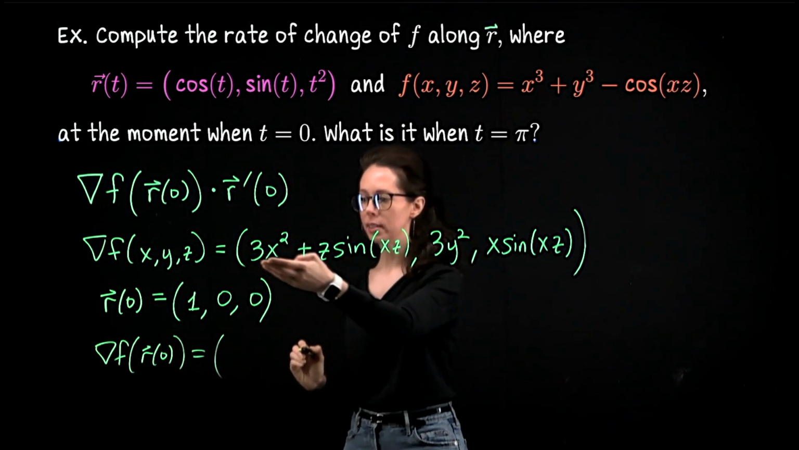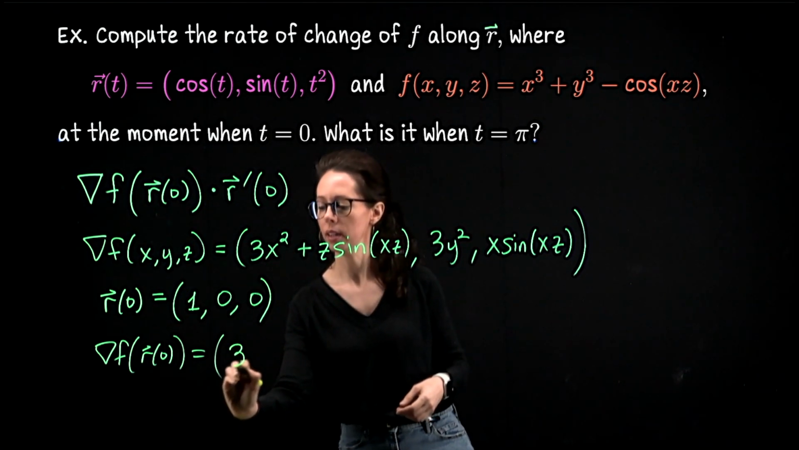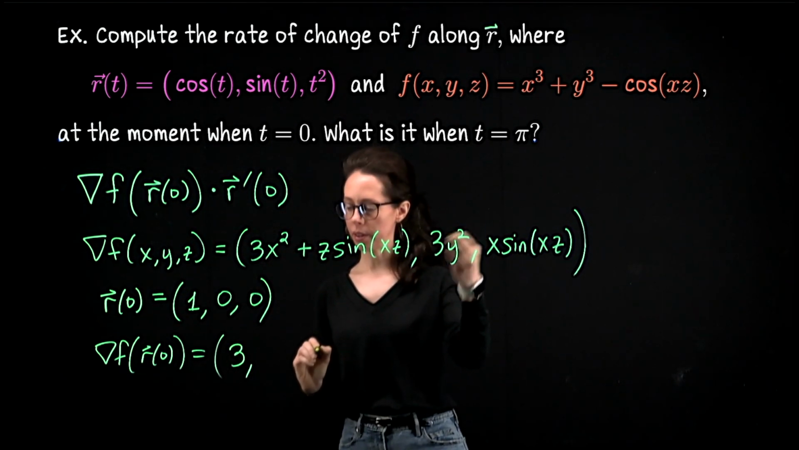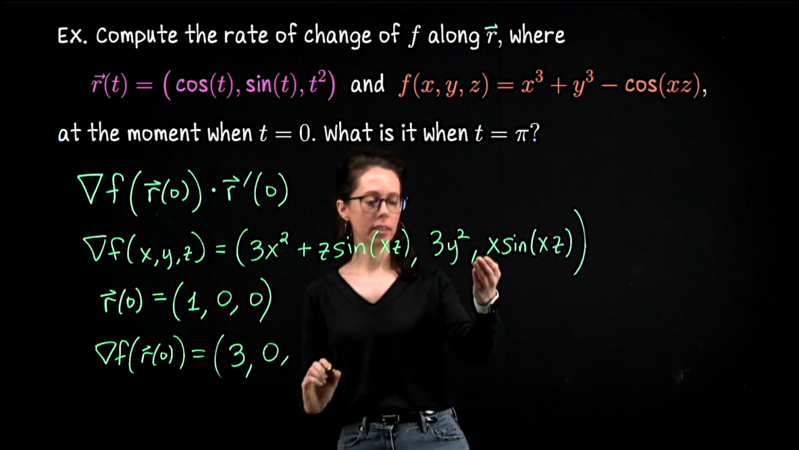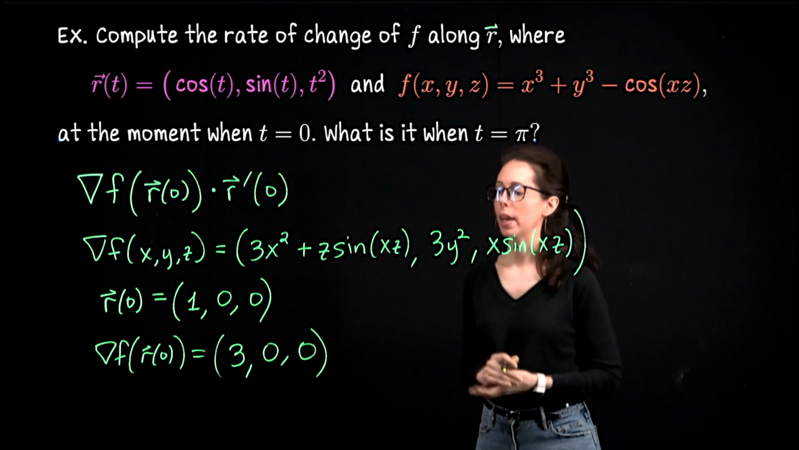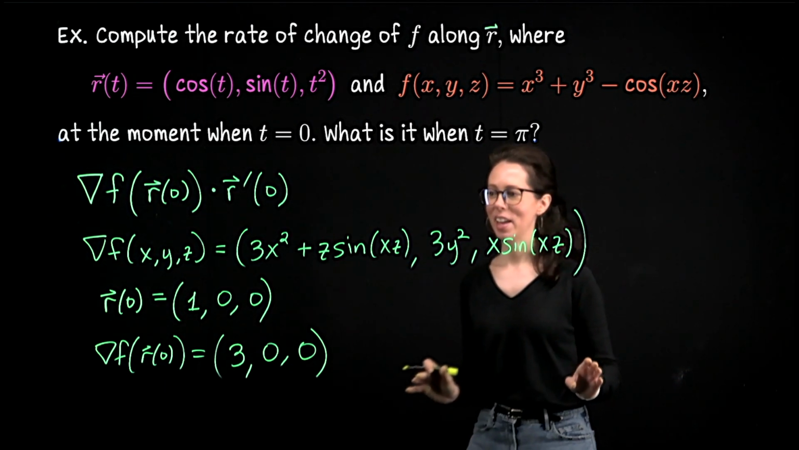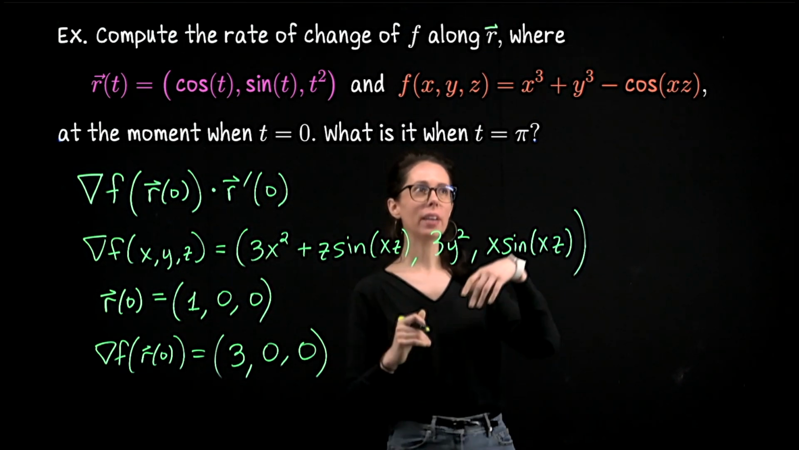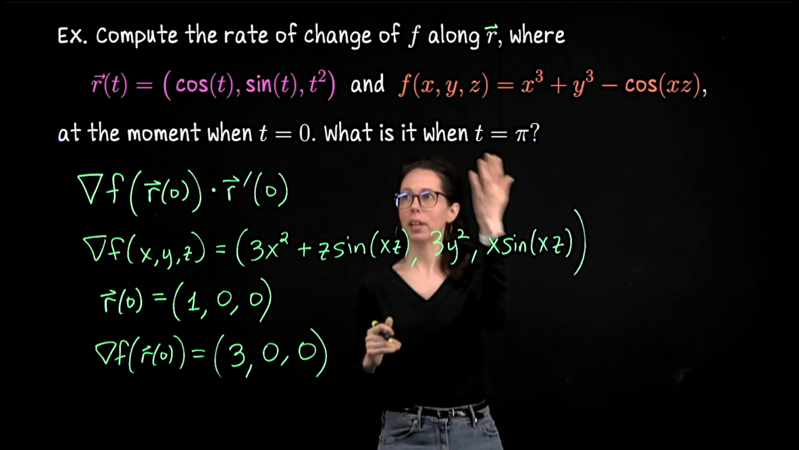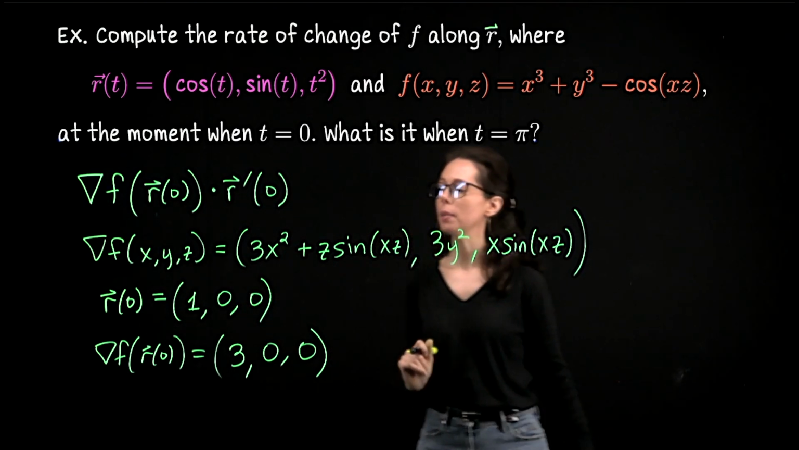Let's see, 3 times 1 squared is 3 plus 0, so 3. And then 3 times 0 squared is 0. And then 1 times sine of 0 is 0. Okay, so we get 3, 0, 0. Much simpler than either plugging in here or even going back to the original functions and plugging the coordinates for the curve into that and trying to differentiate. So this is much cleaner, in my opinion.